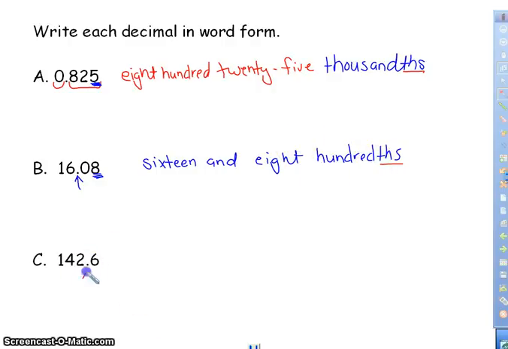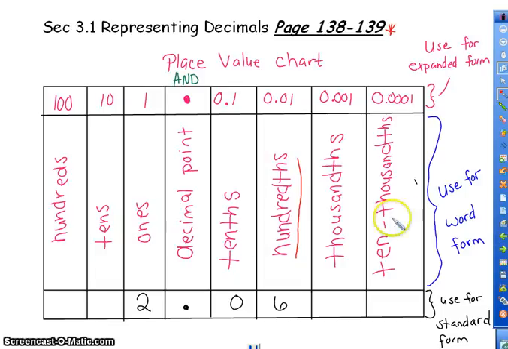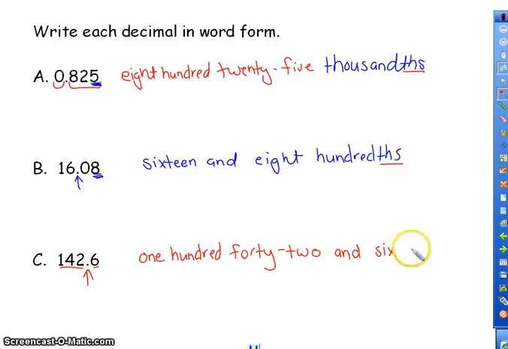Okay, same thing for this one. Here's my "and," that's going to break it up. So I'm going to say the first part, 142. And say the part behind, 6. And one place behind the decimal point would be the tenths. So 142 and 6 tenths here. And once again, I have that "ths."